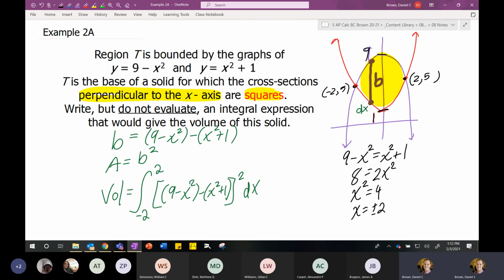Questions on that? Hopefully that feels easy. Honestly, if you're good at area and cross sections, you can see it's just a little bit extra work.